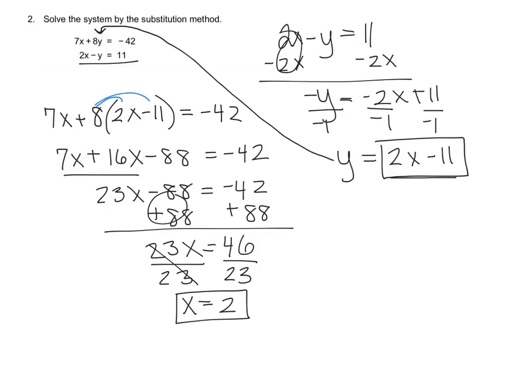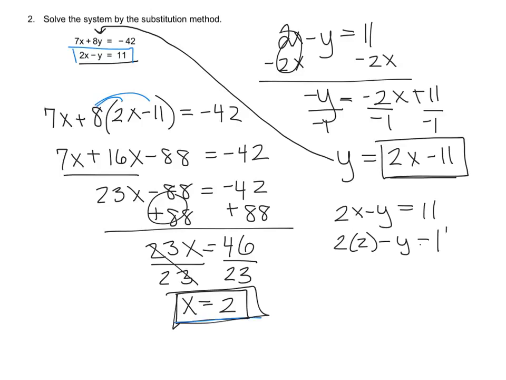Now I want to solve for y because the solution to a system is an xy ordered pair. I found the x, so I'm going to take the value for x and plug it into my second equation to solve for y. My second equation is 2x minus y equals 11, and I'm going to substitute that x equals 2 into the equation, so I get 2 times 2 minus y equals 11. And this is 4 minus y equals 11.